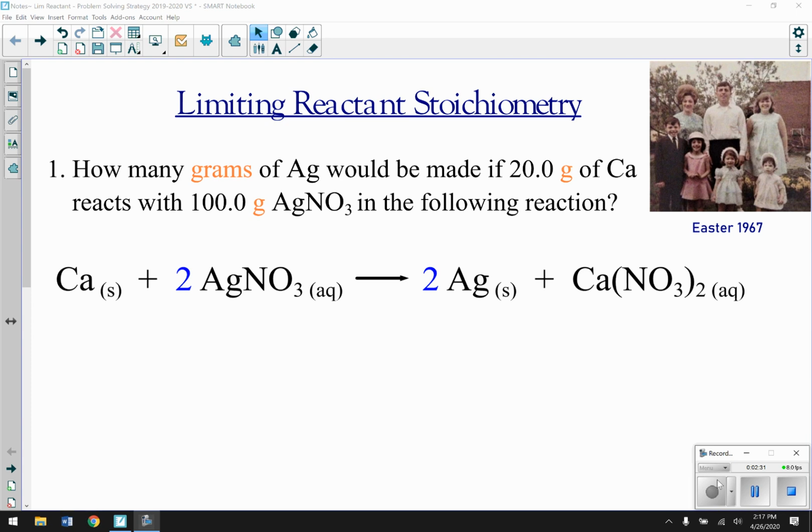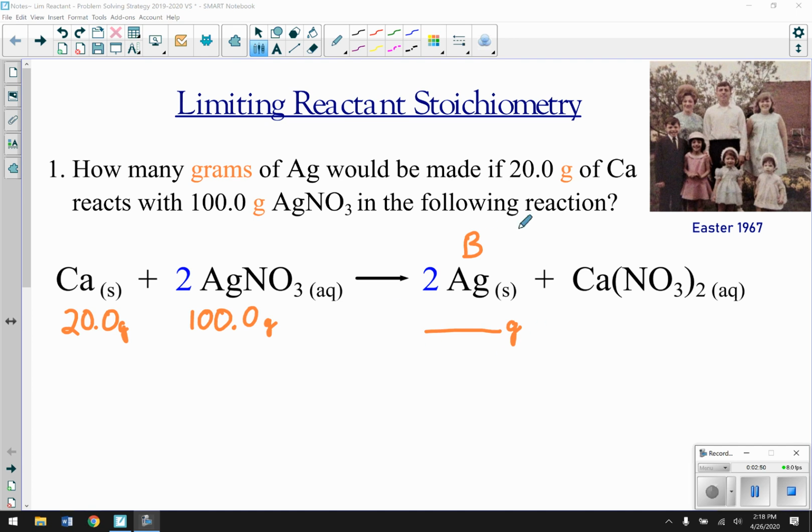So how many grams of silver would be made, I'm sorry, if 20 grams of calcium reacts with 100 grams of silver 1 nitrate. And so we see that silver is going to be our substance B. That's the substance that we want to calculate. But wait, over here on the reactant side, we have 20 grams of calcium, so that would be my A. Wait a minute, we also have a given amount for silver nitrate, 100 grams of silver 1 nitrate. So that could be my A.